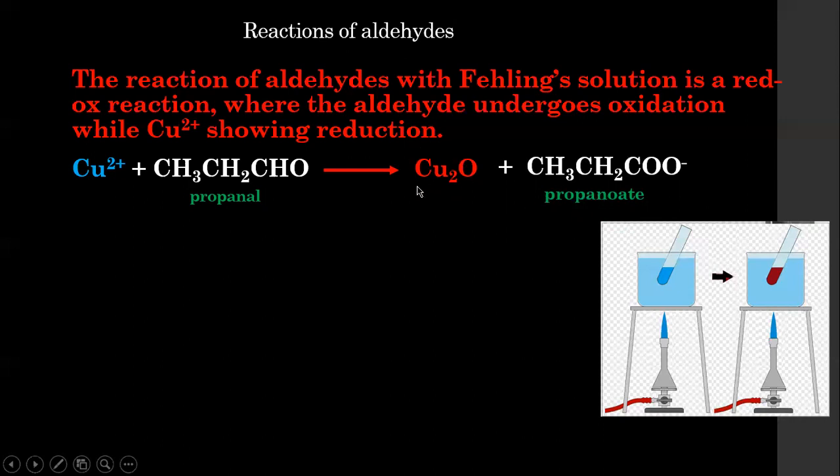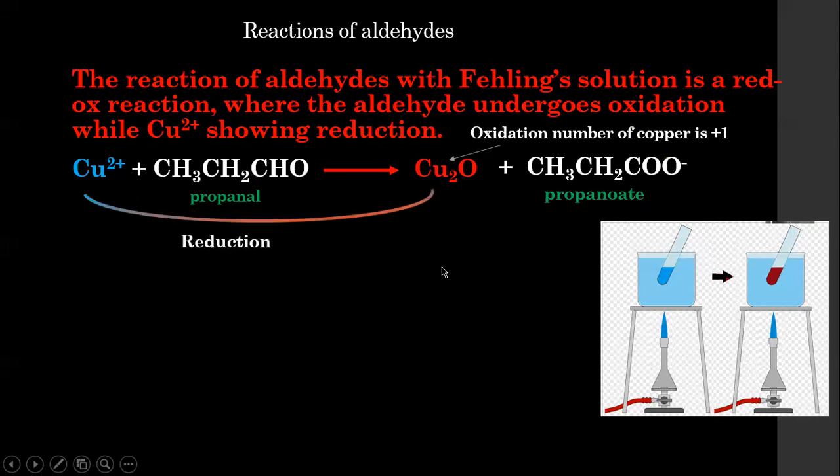If you do a simple calculation for the oxidation number of copper in Cu₂O, you will see the oxidation number of copper is +1. See, on the left-hand side, it is +2. On the right-hand side, copper oxidation number is +1 in this oxide. So if oxidation number goes from +2 to +1, it is definitely a reduction. When a reduction happens on copper here, propanal has to undergo oxidation. It's a very, very clear explanation to identify this reaction as a redox reaction.